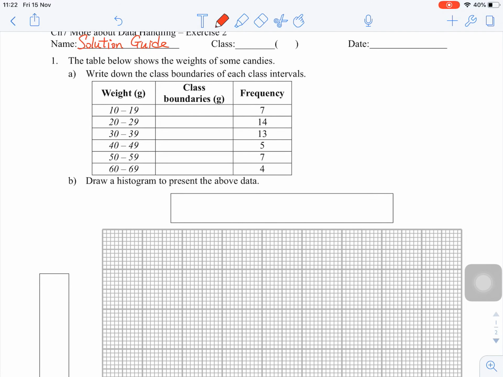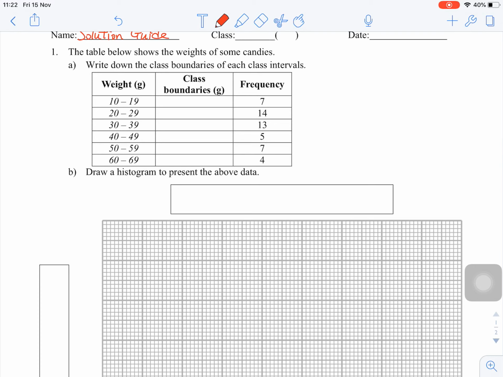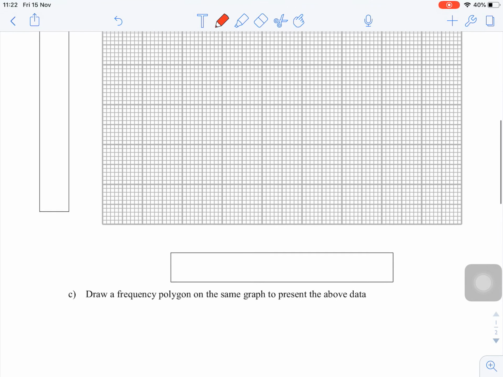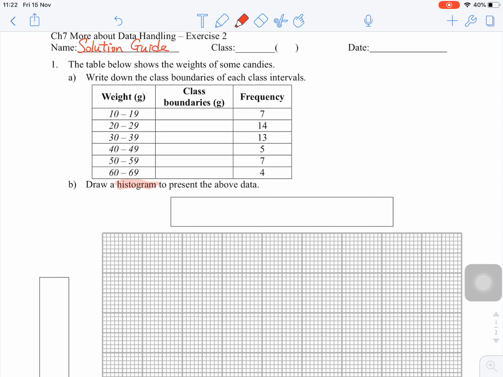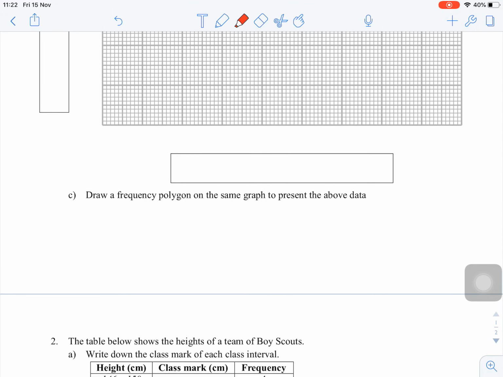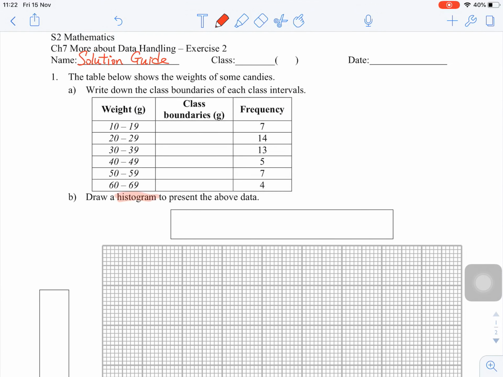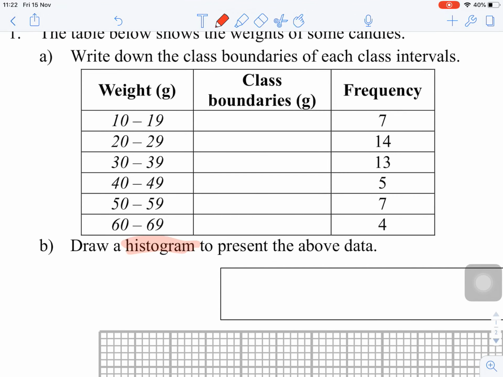Now, question 1. We're going to consider the corresponding table and present this in a histogram. Lastly, construct a histogram. And then, based on the histogram, we also consider how to construct the frequency polygon. Okay, so let's start. To find the class boundary, let's find it step by step.